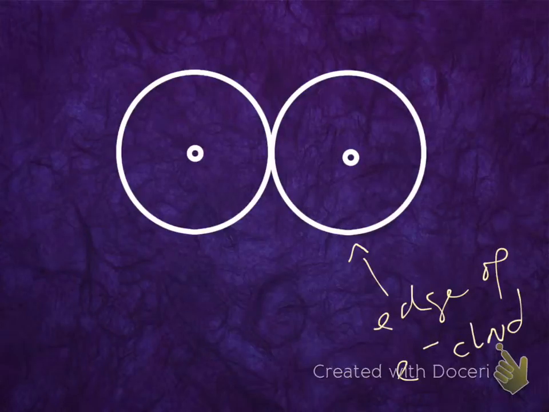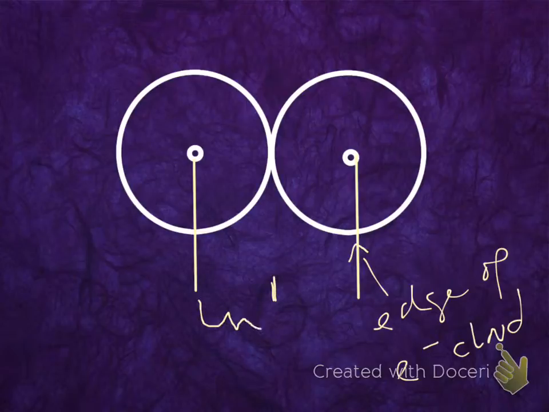We look at 1/2 the distance between these two. Okay? So if this is the total distance between those two things, we look at 1/2 of that, and that's what we call atomic radii.